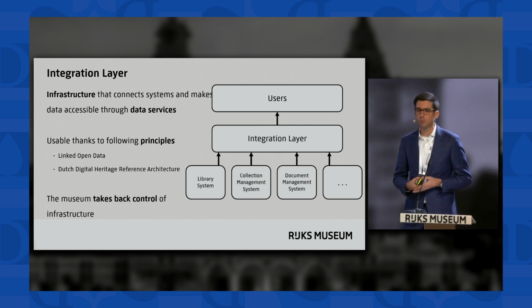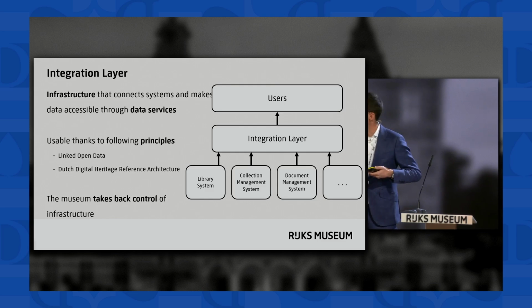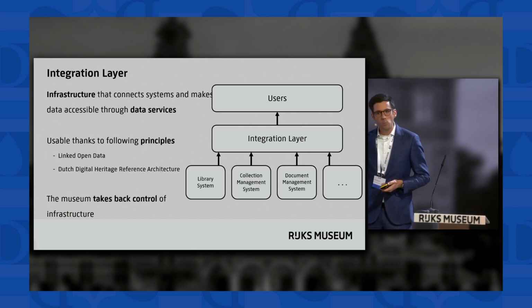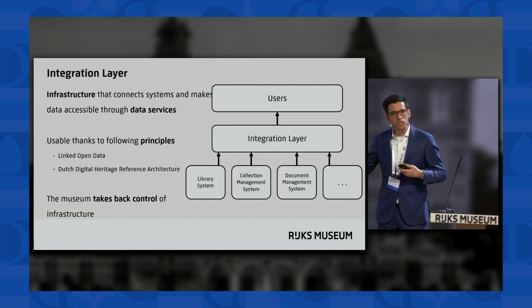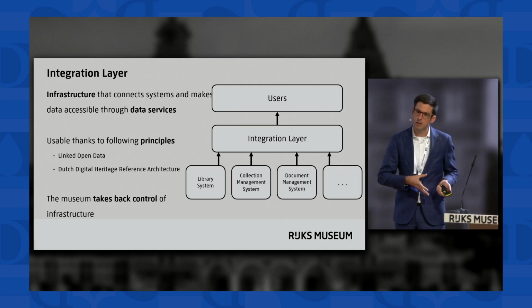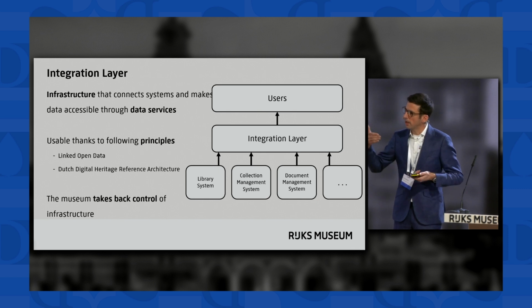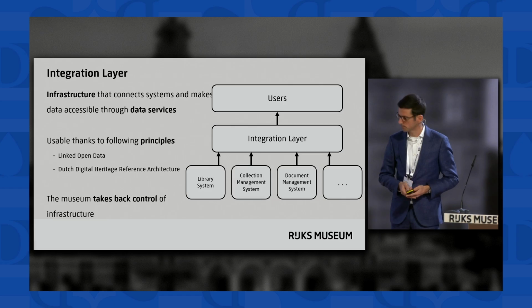By following the principles, we have linked open data. We're using the Dutch digital heritage reference architecture, so that makes it actually usable for others than us alone. What the last sentence means is that we take back control of those data services. They've been running for a while. We have had a JSON API, but this was all stacked on top of our website infrastructure, which was not really in control of the museum. What we're now doing is building that infrastructure ourselves and making sure that the website is using the data infrastructure that we set up.